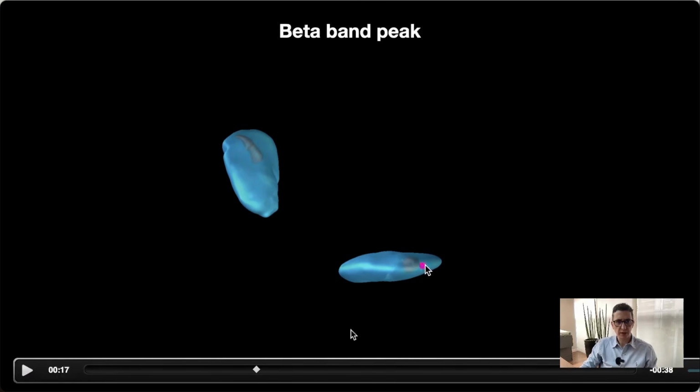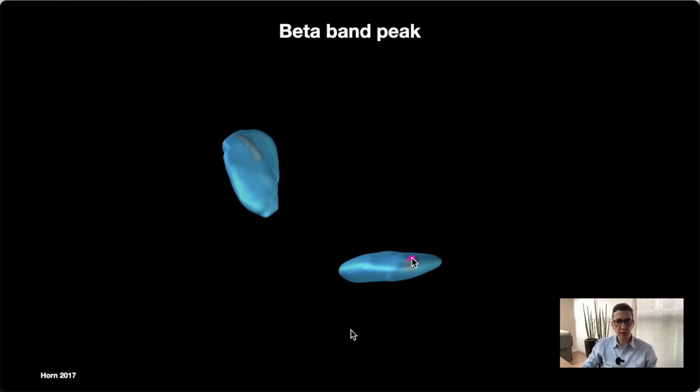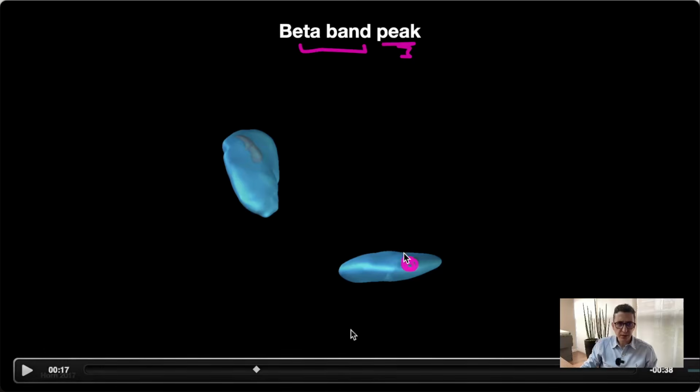Look at in this axial view, here is the peak of the beta band. So here is the hotspot, the electrophysiological hotspot. Again, look in the previous slide where you saw the center of mass, and look at here the beta band peak. We are in the same region. Again, this is the hotspot of the STN.